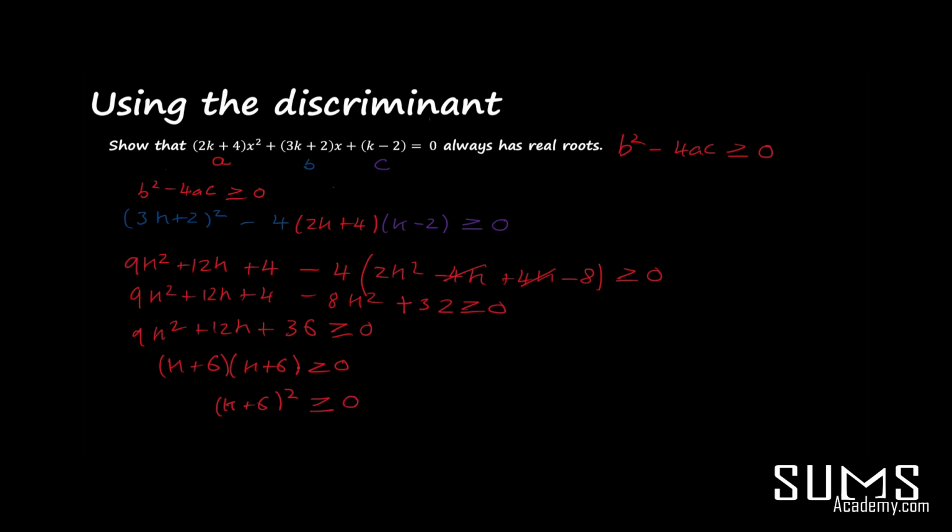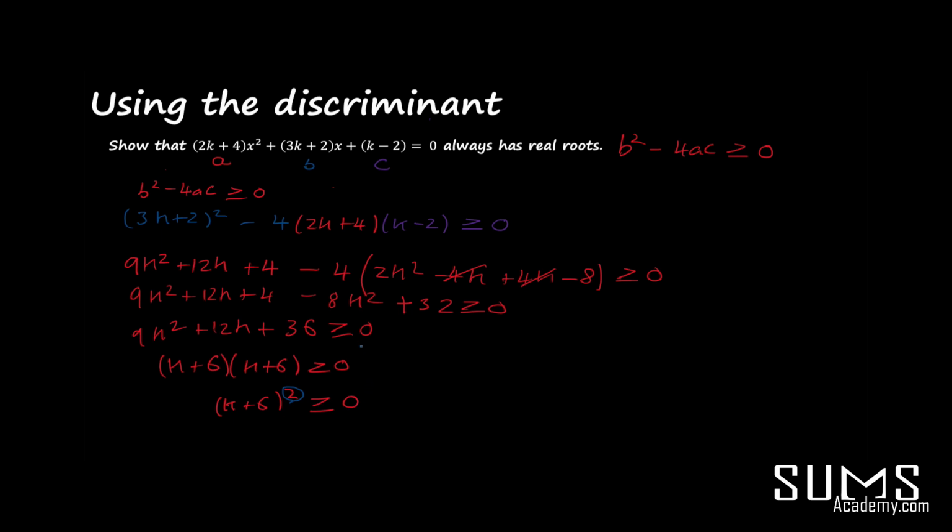Okay, so we're kind of finished now. Now we need to answer the question and show that this expression always has real roots. So how do we know that this is always going to have real roots? Well, it's actually because of this squared term here. Because of this squared term, no matter what the value of k is, this expression is always going to be greater than or equal to 0, okay? No matter if you put a negative number in there, positive number, no matter what happens, it is always going to be greater than or equal to 0.